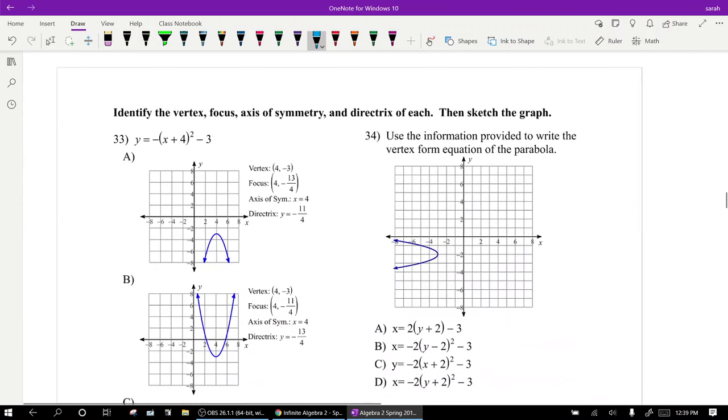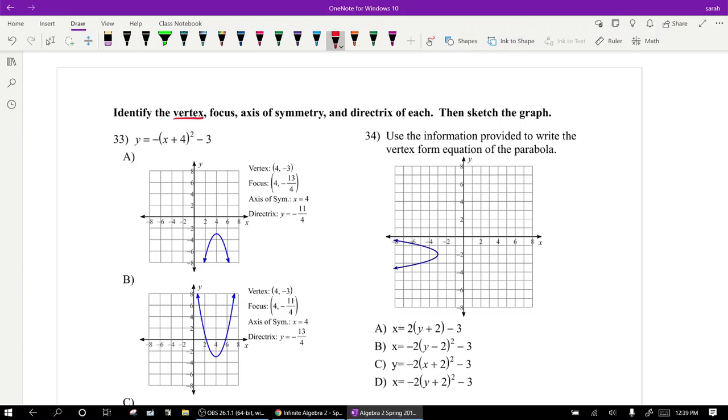33, getting there. All right. So this one tells us to find all these things: the focus, the vertex, the axis of symmetry, and the directrix. And also to sketch. But fortunately, since this is a multiple choice test, we have a little bit of an advantage here. So let's first of all find our vertex.